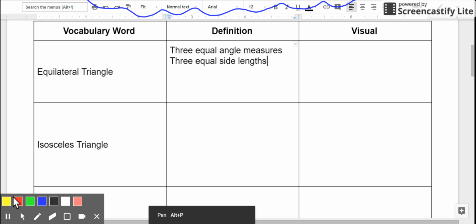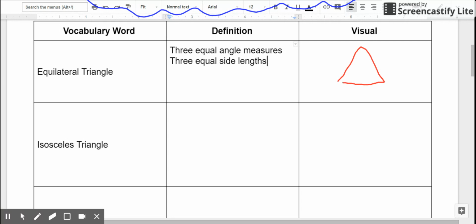Draw yourself an equilateral triangle. Please feel free to use a ruler. It does not need to be perfect. Mine is clearly not perfect. Because there are 180 degrees in every triangle and 3 equal angles, each of these angle measures will be 60 degrees. We know that each of these sides will be congruent, and I'll mark that by using 1 notch in each of those sides.